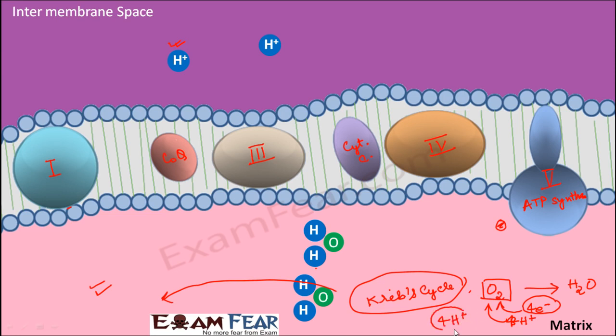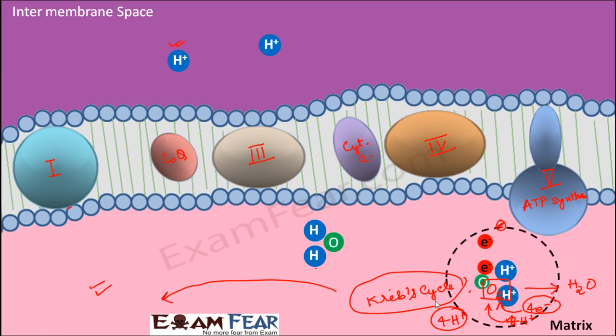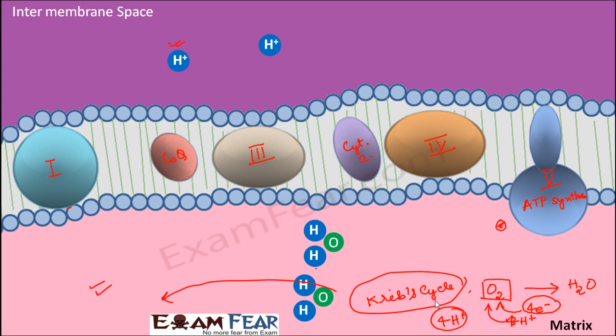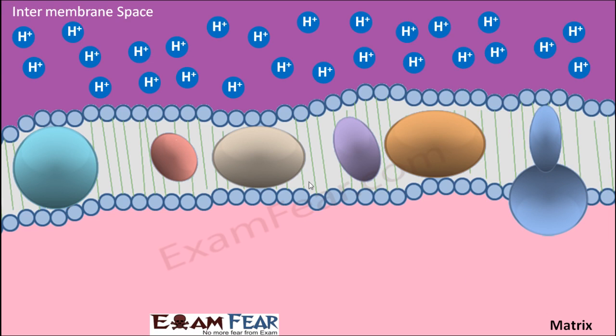What happens to those remaining 4 H plus ions, that is the proton ions? They are passed on to the other side of the membrane, that is, they are all passed on to this side of the membrane. So if you see, gradually like this, the concentration of hydrogen ions will increase in the intermembrane space when compared to the matrix. Right?